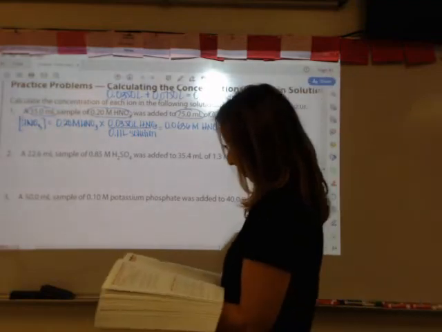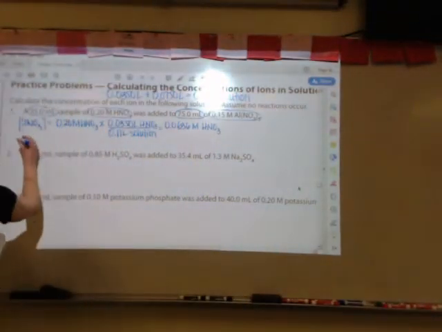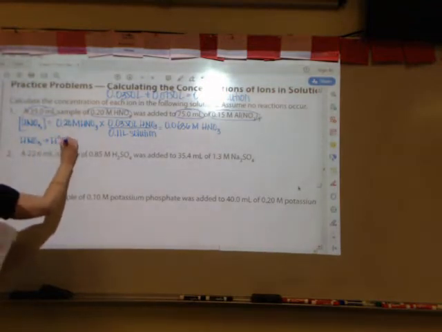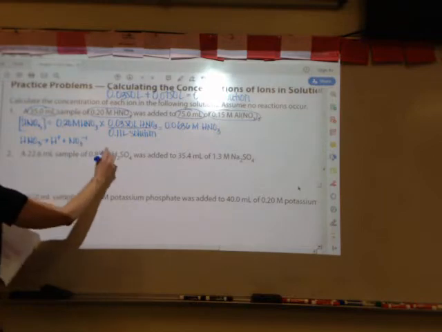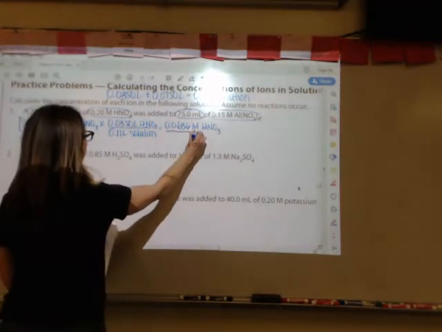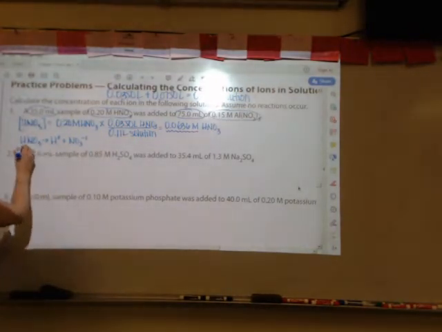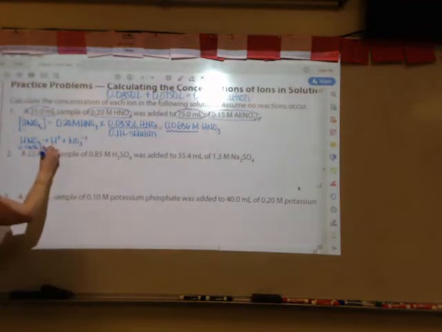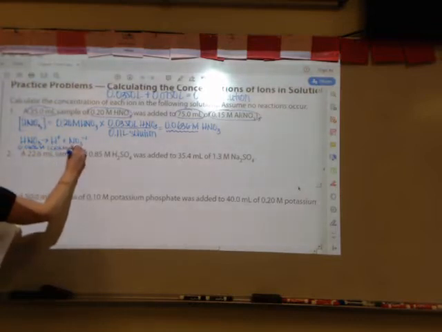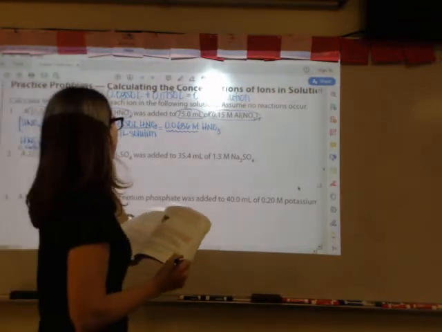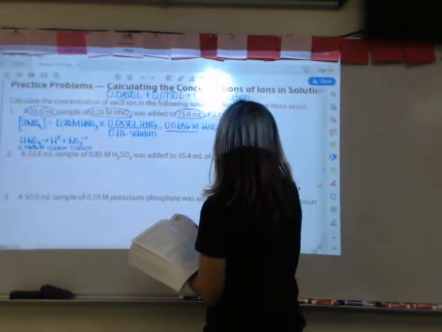Then what you're going to do is, since HNO3 dissociates into hydrogen ions and nitrate ions, and this is the concentration after the 2 solutions are mixed together. That means that the hydrogen ion concentration, if this is 0.0636 molarity, the hydrogen ion concentration is also 0.0636, and the nitrate ion is 0.0636. Okay? Now I'm going to go ahead and do the aluminum nitrate.